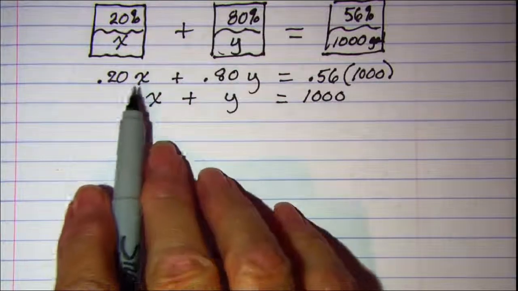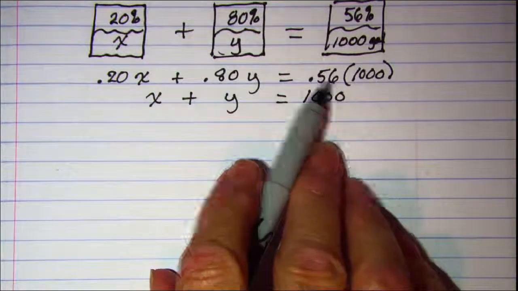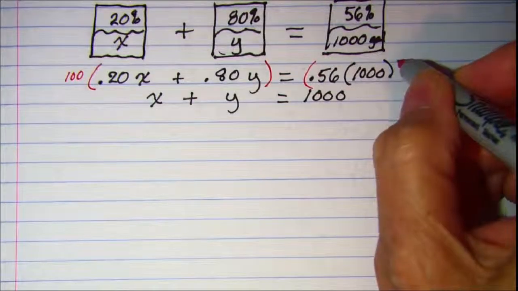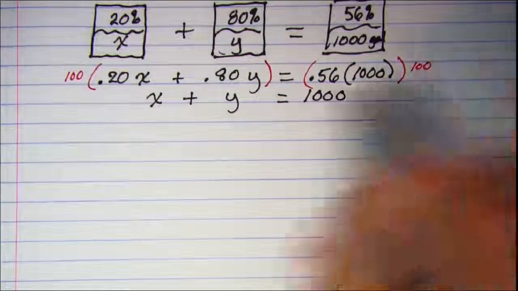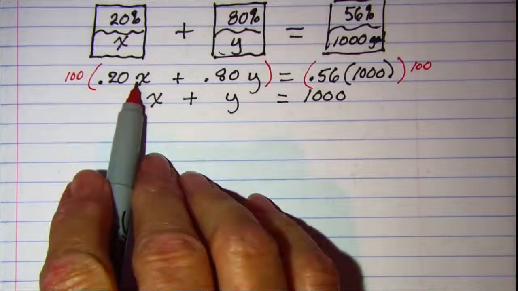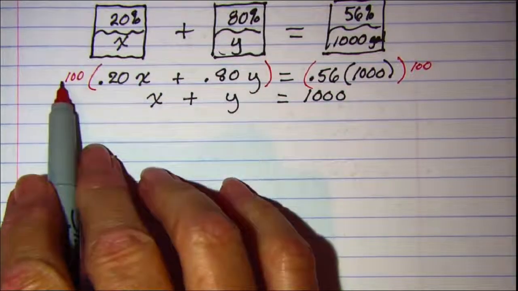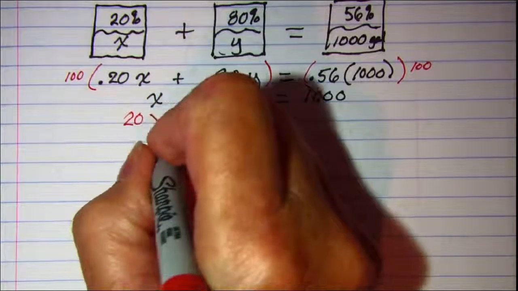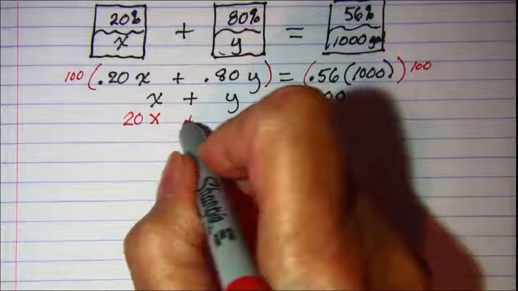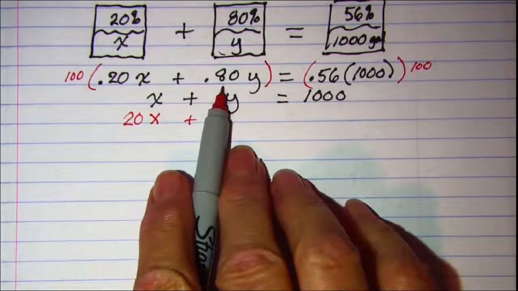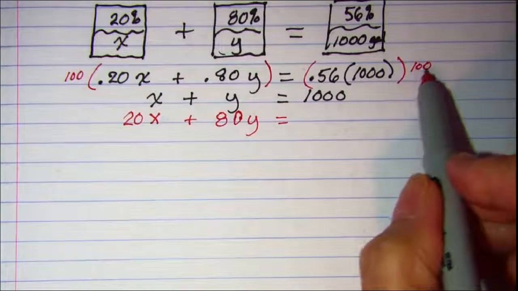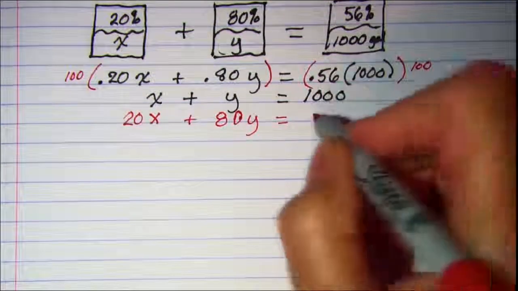I think before I begin, I'm going to remove these decimals and get some whole numbers. So I'm going to multiply both sides of this equation by 100. And that'll move this decimal point to the right 2 places. So this equation then, when I take 100 times 0.20x, I'll get 20x. And then 100 times 0.80y gives me 80y. And then 100 times 0.56 is 56.